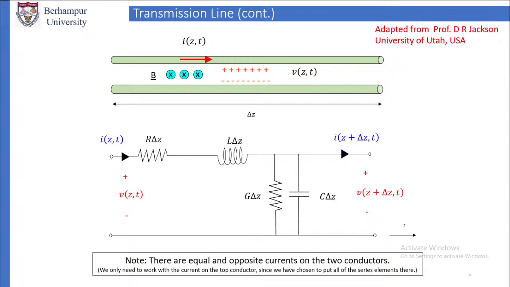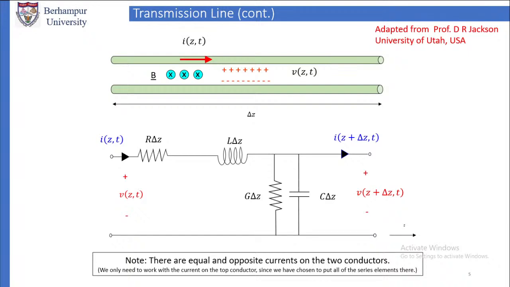Capacitance will be, since these are two wires, between the two wires there will be capacitance. As you know, between two plates there is a capacitance. Similarly, here the plates are squeezed so that it becomes a wire, so between them there will be capacitance. So capacitance will be C delta Z. Similarly, G delta Z is conductance. So capacitance and conductance are in parallel. Resistance and inductance are in series on the transmission line.